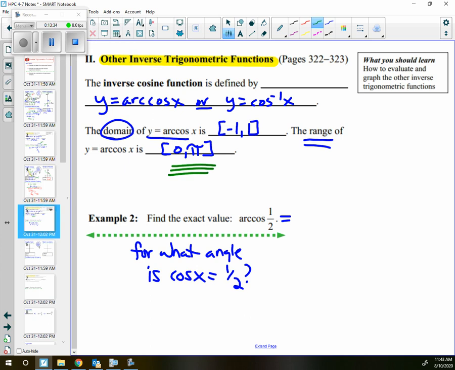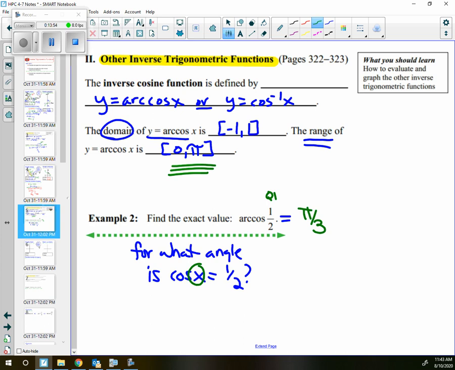Well, first of all, it's positive, which means this is going to have to be a quadrant 1 angle. So we're thinking about, okay, cosine of what angle would make that a half? So which reference angle is cosine a half at? That's the 60 degrees or pi over 3. So that means this would have to be equal to pi over 3.